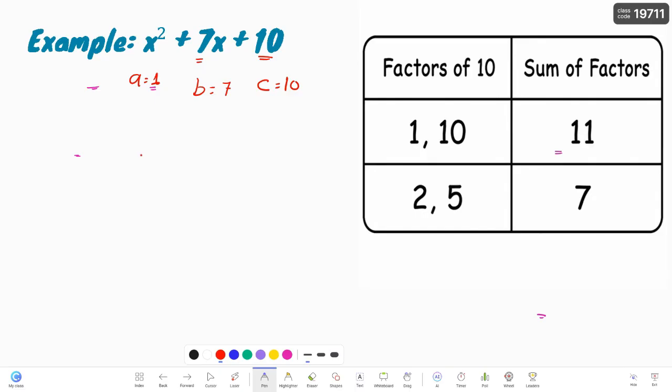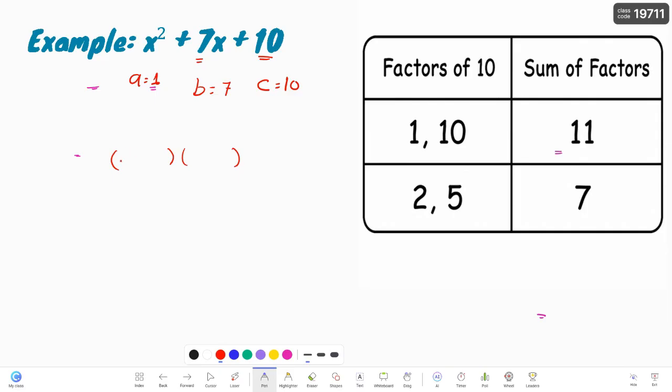They might be negatives or they might be positives. So here b is positive, so our 2 factors must have a positive sign. All you have to do is factor this expression as two brackets like this, always. We always factorize this expression in this form.